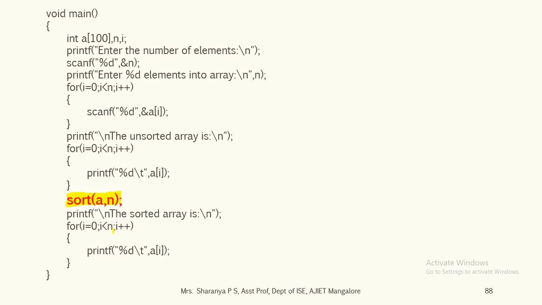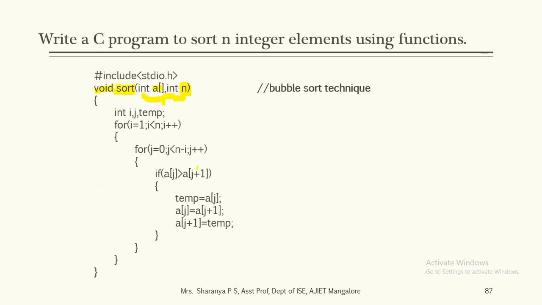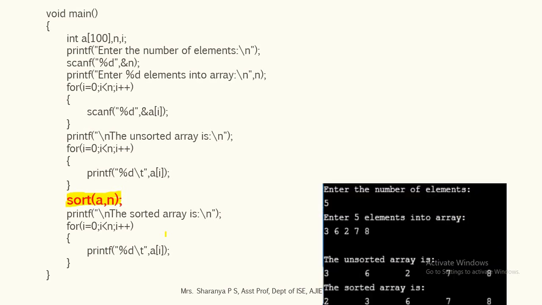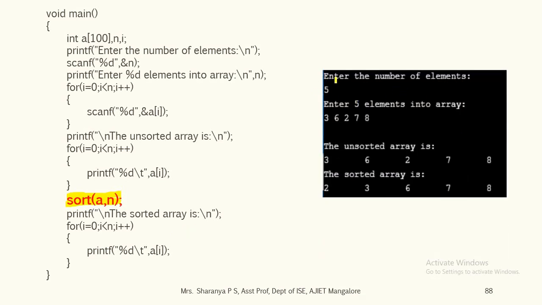And then finally we are printing back whatever sorted elements are present now in A, up to N, onto the output screen. That is, the sorted array present in the array A. So this is how we will get the output. Enter the number of elements: 5. It takes the 5 elements, and then it prints the unsorted array first, and then the sort function will be called and it will perform the sorting by using bubble sort, and then finally it will print the sorted array back onto the output screen.